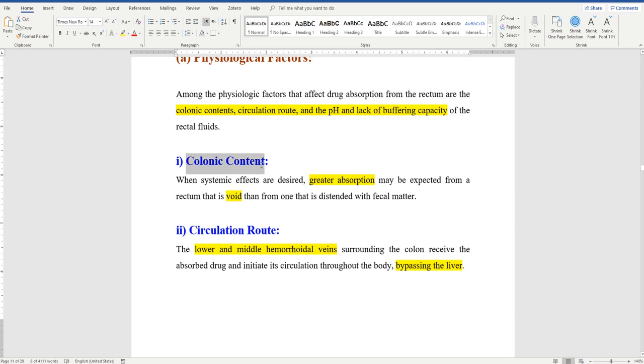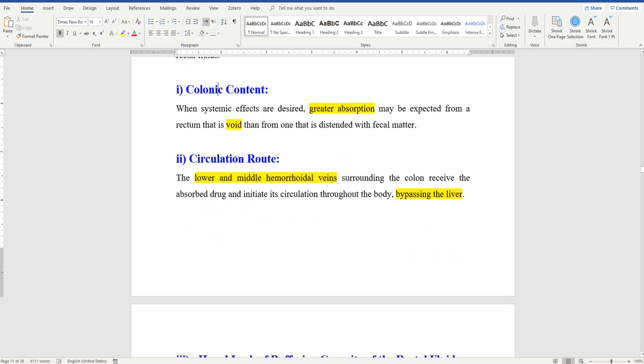Colonic content, as I said, here we are talking about the stool. Remember that we said before inserting the suppository, the patient needs to empty the bowel, evacuate the stool. There are different reasons for that. One reason is because drug absorption is much better when the rectum is empty compared to when it's distended with fecal matter, meaning when it's full with stool. So the absorption becomes less in that case. That's why we need the patient to empty the stool, with the exception of a patient who has constipation and cannot empty the stool.